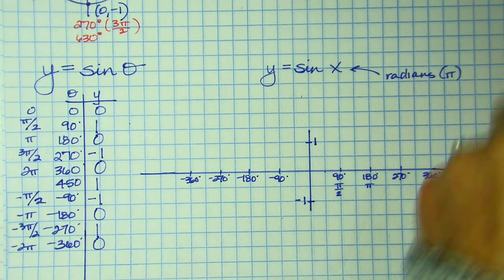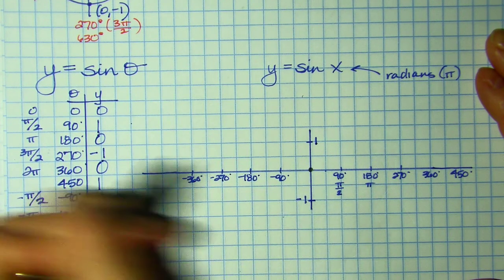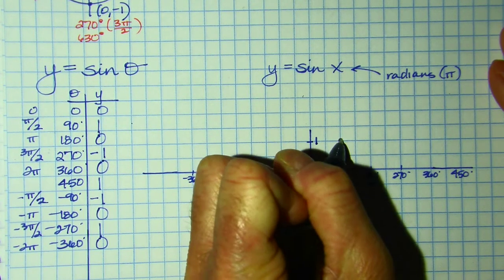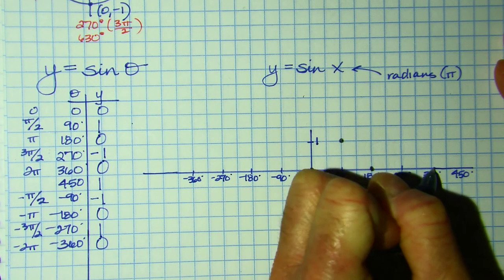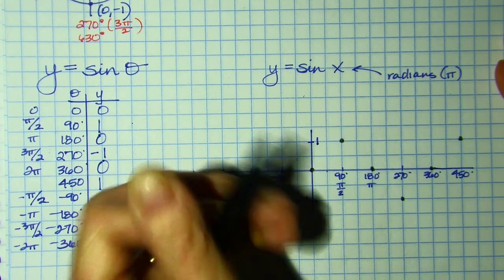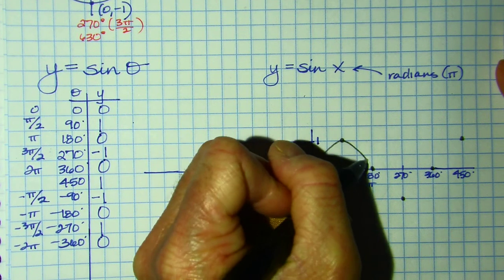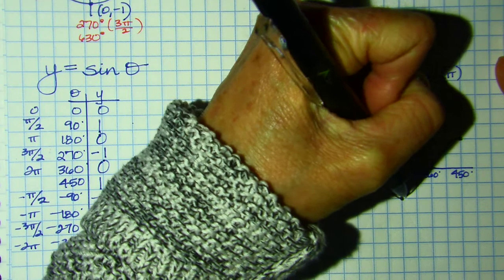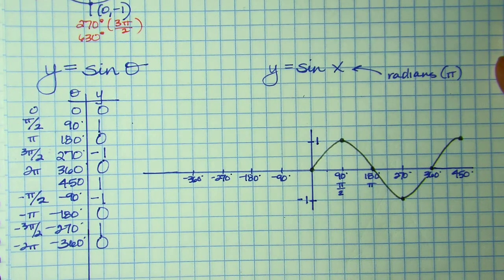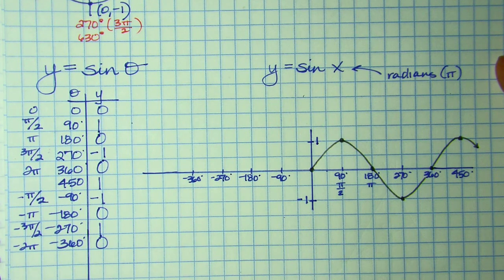So I have 0, 0. At 90 degrees, I'm 1. At 180, I'm 0. At 270, I'm negative 1. At 360, I'm 0. At 450, I'm 1. Now, when I connect these, it should be a smooth curve. Okay, we're not going to make these pointy. We could have plugged in like 45, 135, 330, but that would have given us decimals. And then I'm going to use an arrow. Use arrows when you graph this.